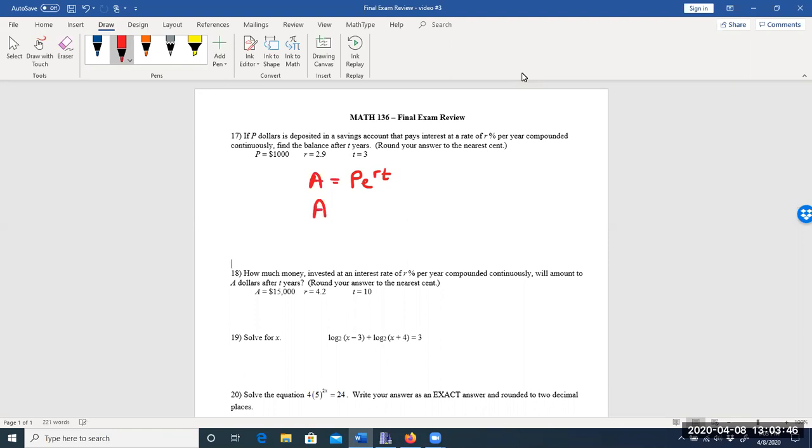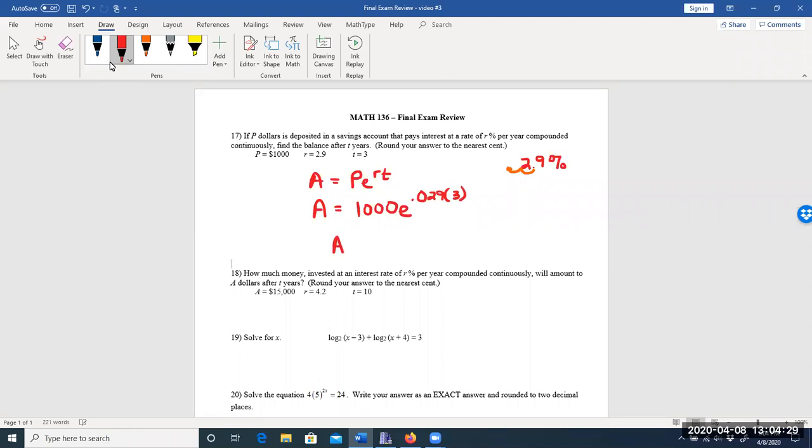A is what we don't know. That's what we're supposed to be finding, the amount after T years, or the balance after T years. The principal was given to us, it's 1,000. The interest rate is 2.9, but when I put that in the formula, I do have to enter it as a decimal. To convert from a percent to a decimal, we move the decimal point 2 places to the left. So that's why I'm entering 0.029. And then finally, we multiply that times T, which is 3.